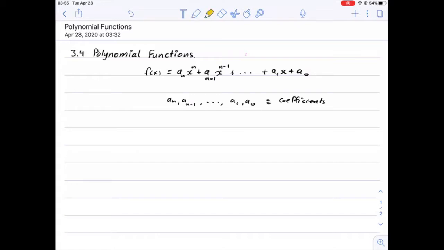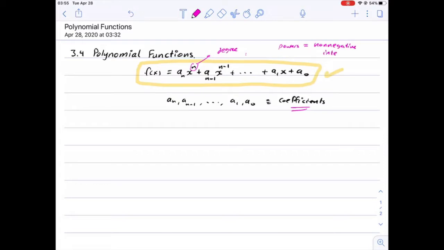So let's start with the general form of polynomial functions. A polynomial function is any function that can be written in this form, where a sub n, a sub n minus 1, up to a sub 1 and a sub 0, or a naught, are all coefficients, I mean constants. And n is the degree of the polynomial. This is the largest value of n, or the largest power of the variable x. All the powers should be non-negative integers, as we discussed in a previous video.